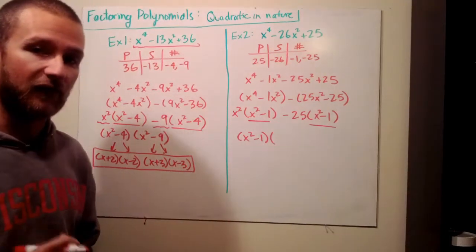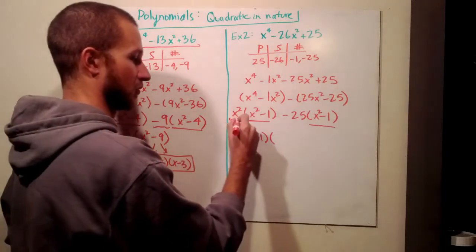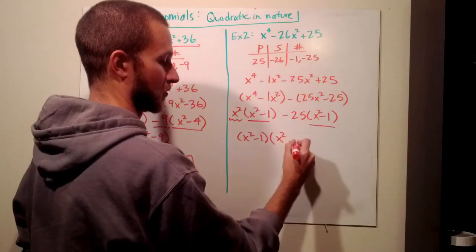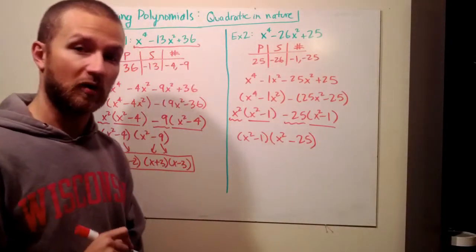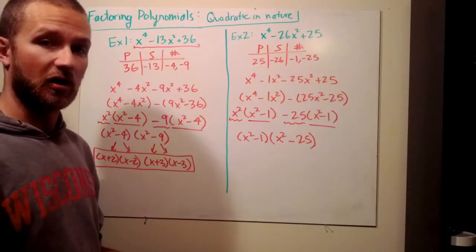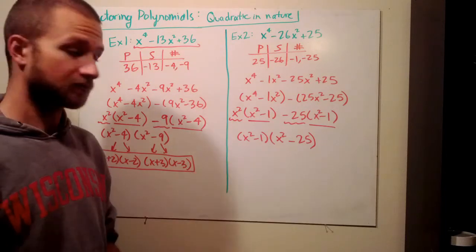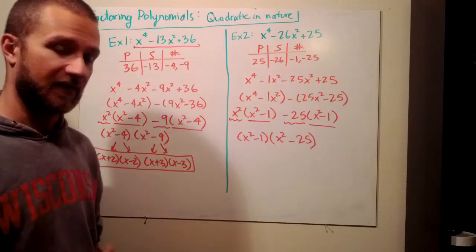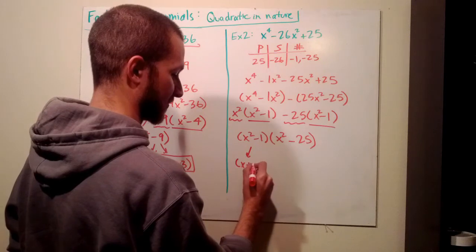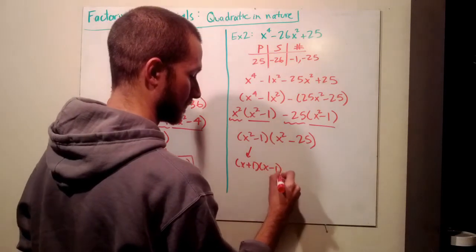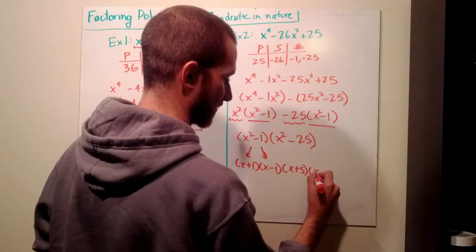Now I'm left with whatever is left in this expression after I take out x squared minus 1. Should be x squared minus 25. Okay. So this is the first factorization of my polynomial, and now let's look to see, can I factor any of the factors? These are both quadratics, and they both factor in the same pattern. X plus 1 times x minus 1, and then x plus 5, and x minus 5.